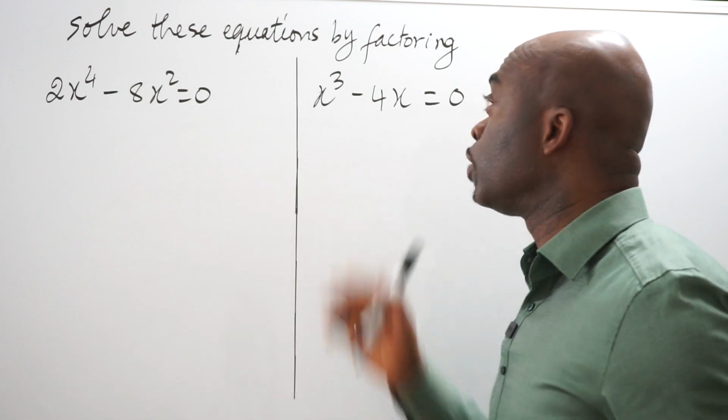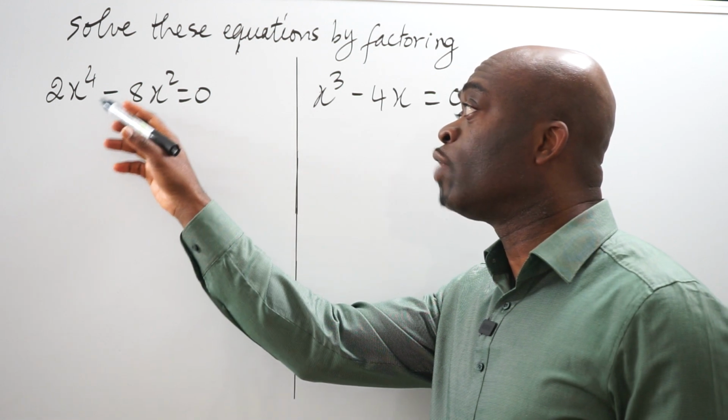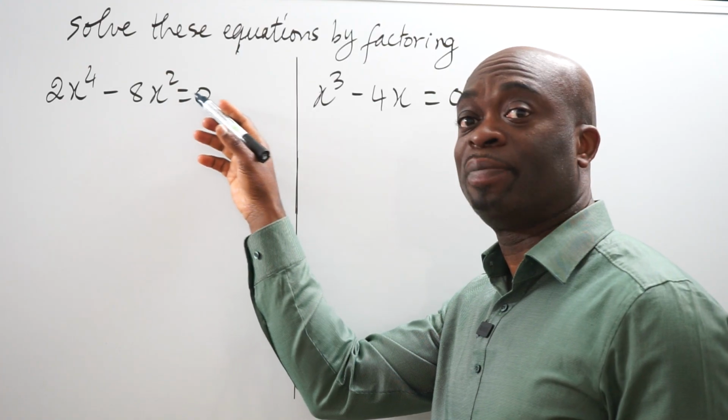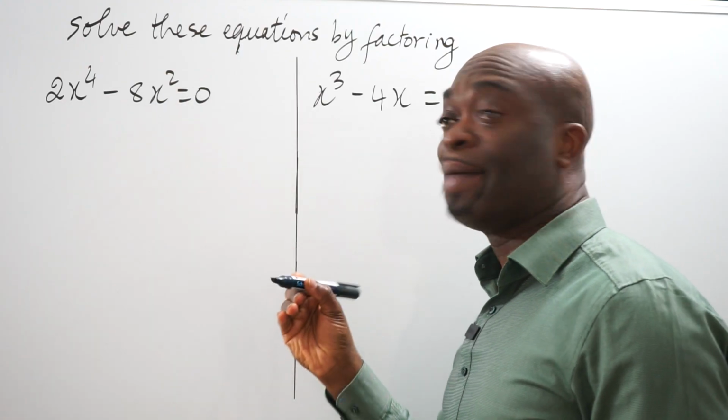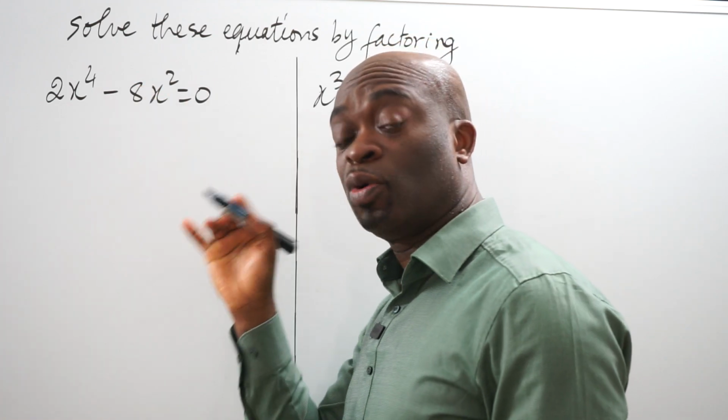We're solving for these two equations here by factoring. All right, so the first question is 2x to the fourth power minus 8x to the second power equals 0. So what's really happening here? The first thing we have to do is factor these problems if possible, all the time.